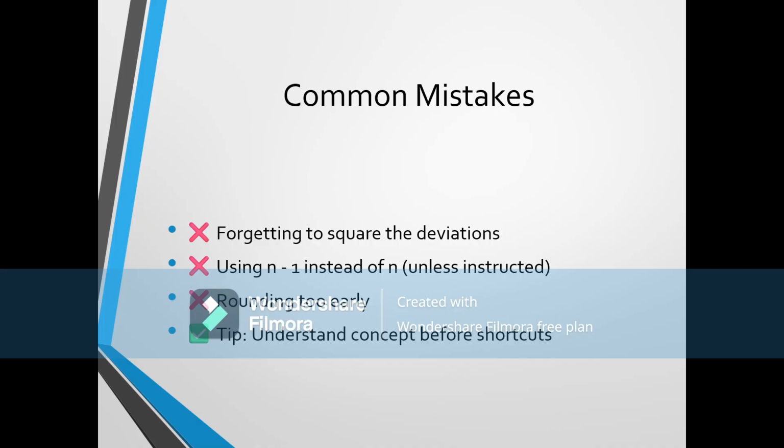Let's talk about common mistakes. First, don't forget to square the deviations. It's easy to miss. Second, don't use n minus 1 unless you're told to. Third, avoid rounding too early. And remember, it's not just about memorizing the formula, understand the why behind it.